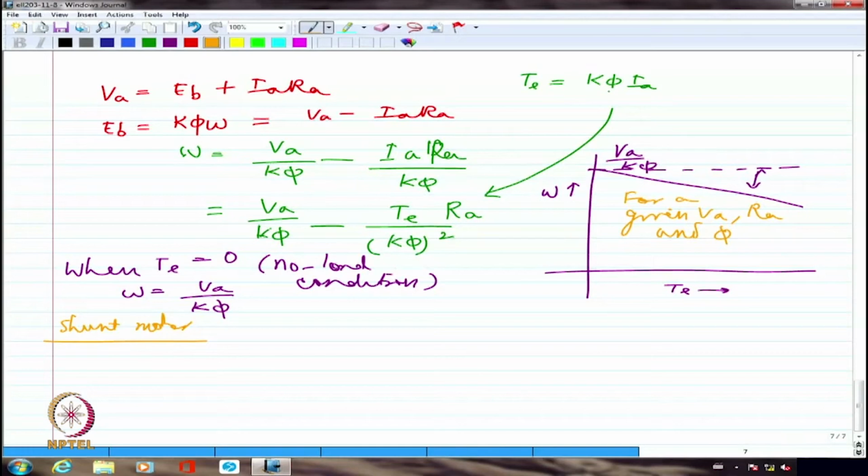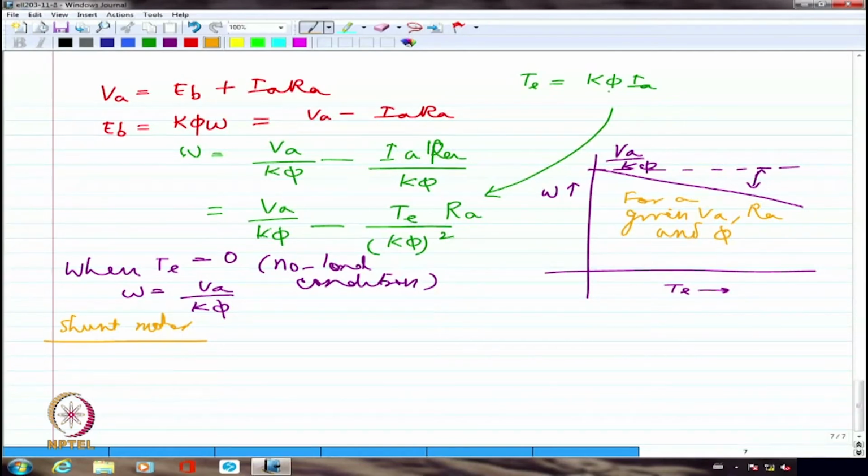Which armature loss? IARA is the armature loss, armature voltage drop. So we are essentially considering the same thing. Armature reaction I am neglecting. If we are considering armature reaction, clearly the characteristic will be non-linear. It can't be linear because the saturation will get into picture. Non-linearity will definitely creep in. So we have not considered armature reaction.